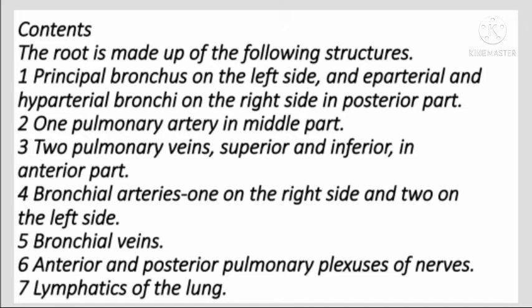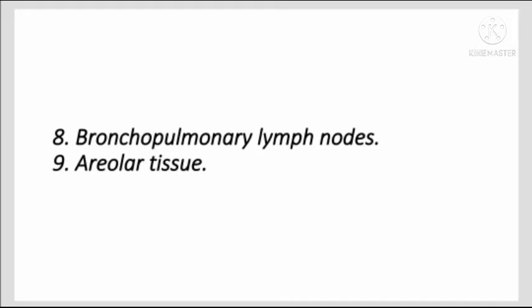One pulmonary artery in the middle part. Two pulmonary veins, superior and inferior, in the anterior part. Bronchial arteries, one on the right side and two on the left side. Bronchial veins, anterior and posterior pulmonary plexus of the nerves. Lymphatics of the lung: bronchopulmonary lymph nodes and areolar tissue.